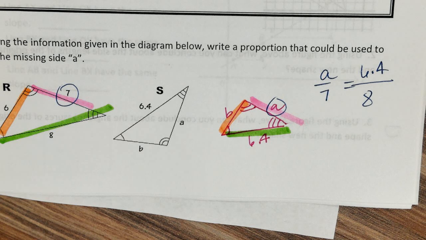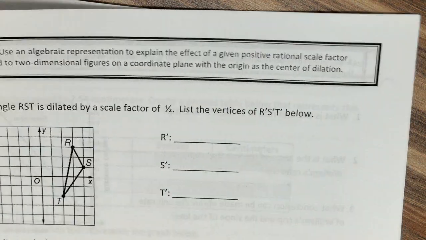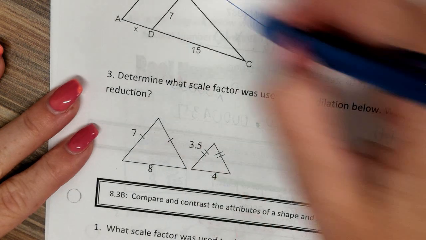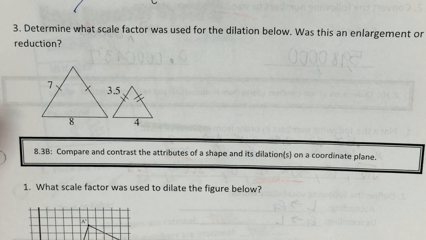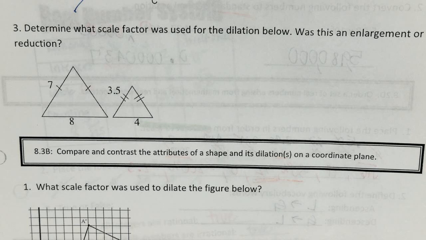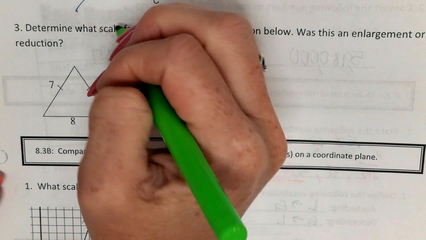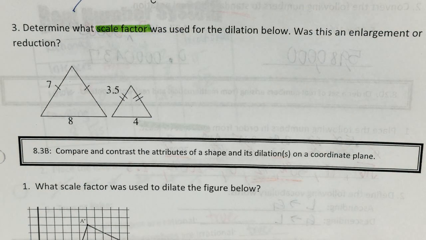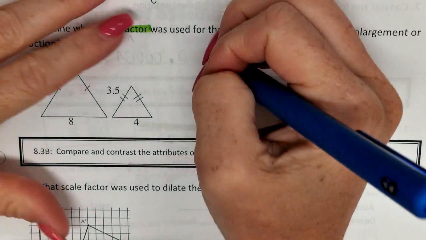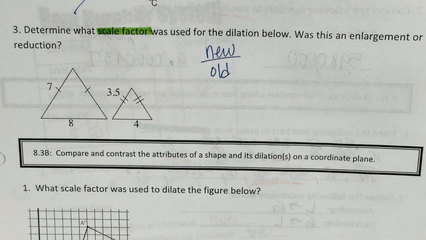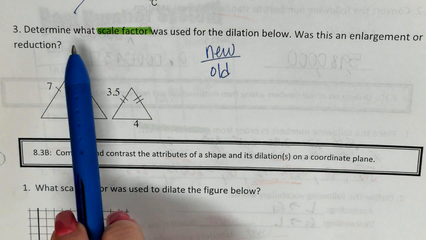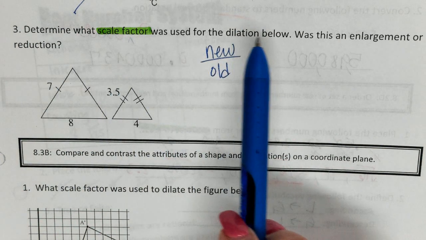Okay, turn the page. We're not going to do number 2. It's not a good question, but we are going to do number 3. Number 3 says, determine what scale factor. How do you find a scale factor? New over old. Now, it says determine what scale factor was used for the dilation below.